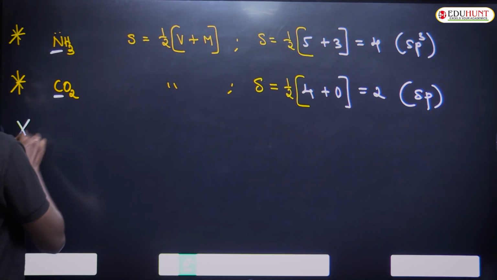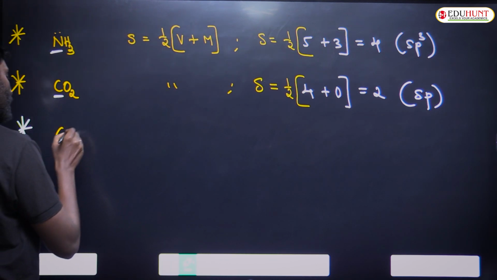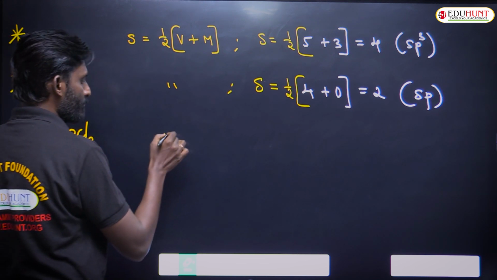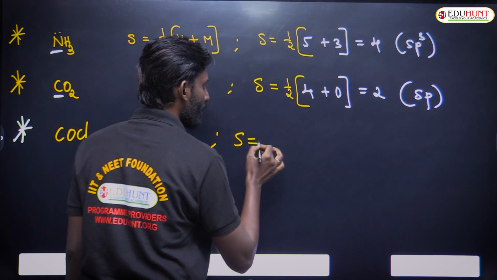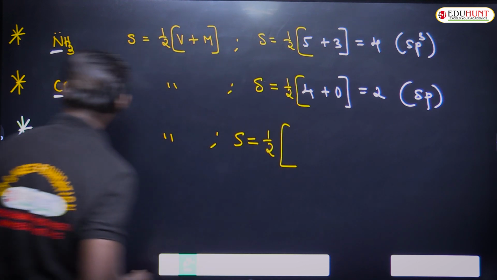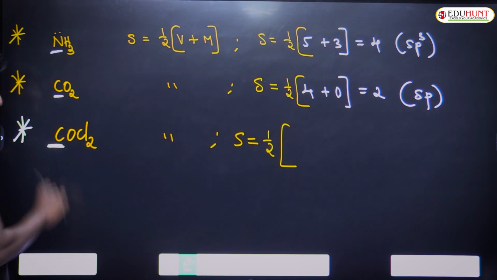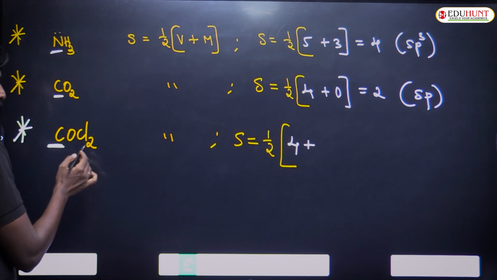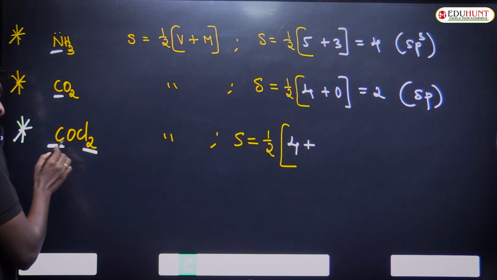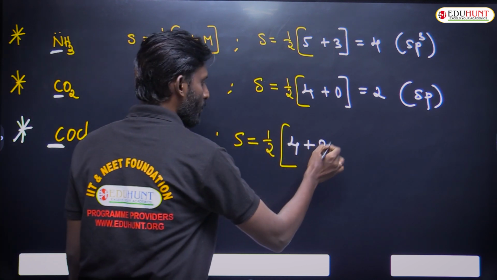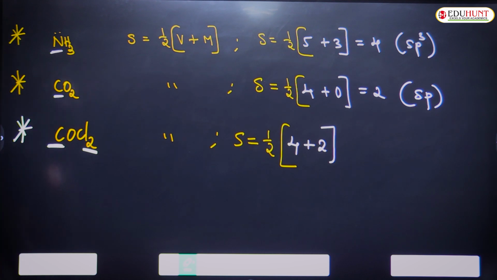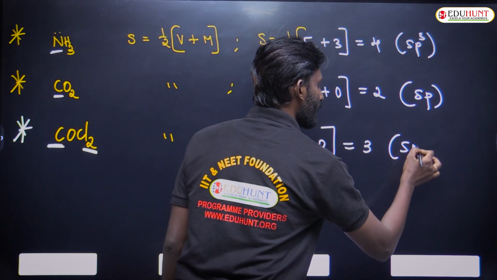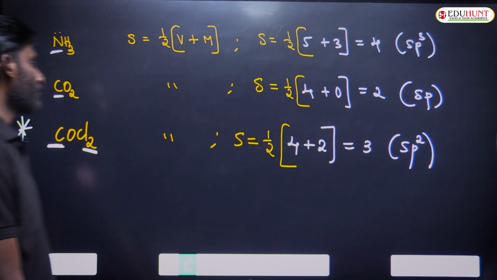Okay. One more. COCl2. Again, neutral molecule. The same formula applies here. S is equal to 1 by 2 times of, what is the central atom? Carbon is the central atom. So the valence electrons are 4 plus total number of monovalent atoms. Oxygen is divalent, but chlorine is monovalent. 2 monovalent atoms. So 4 plus 2, 6 by 2. The S value is 3. If S value is 3, the hybridization is sp2.